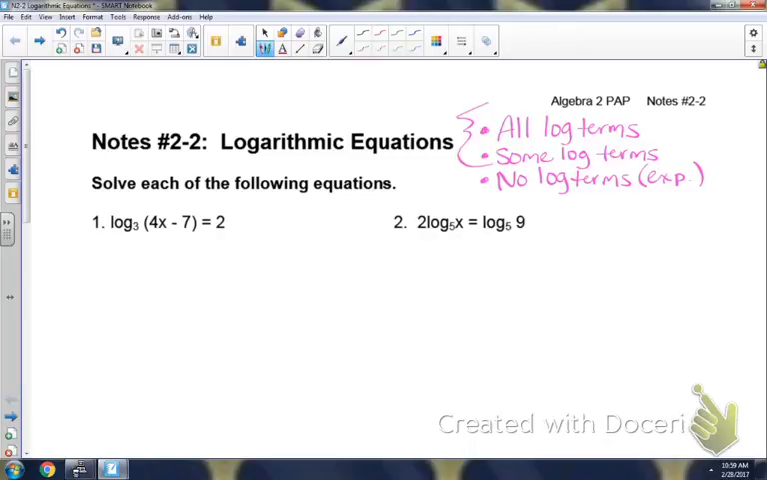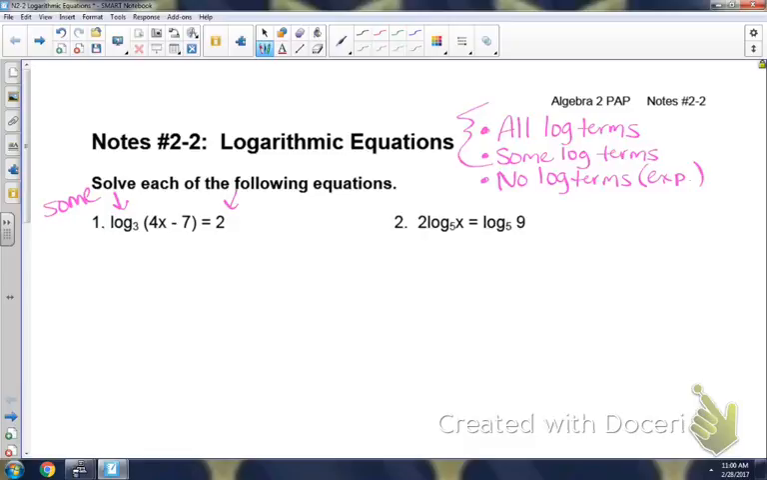Looking at these examples today, our goal is trying to solve for x and get rid of that log term. Okay, so we learned that on a log term, we could rewrite that as an exponential. So that's what we'll be using. On number 1, check to see if it's all logs or some logs. Notice it's some because the left side has a log, but the right side does not. So this would be some.